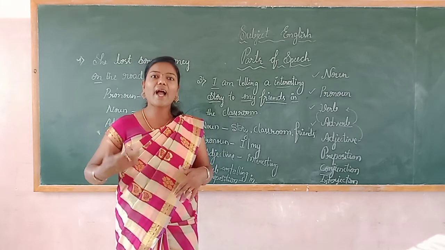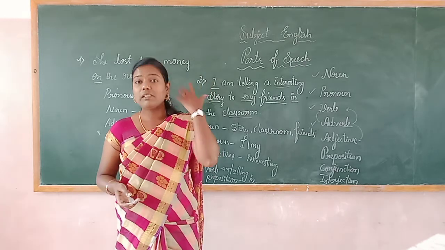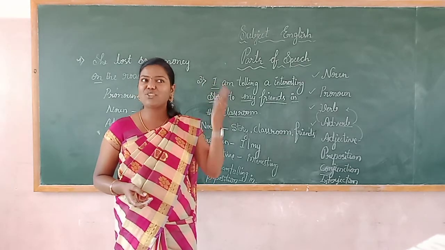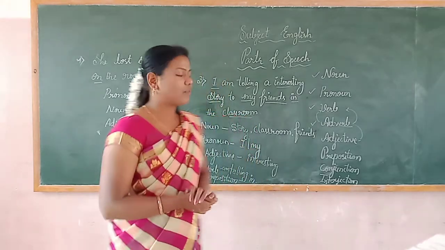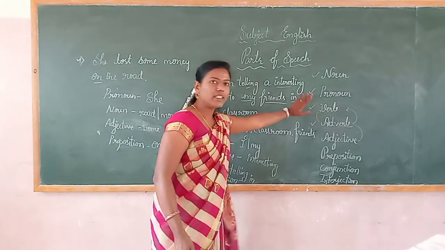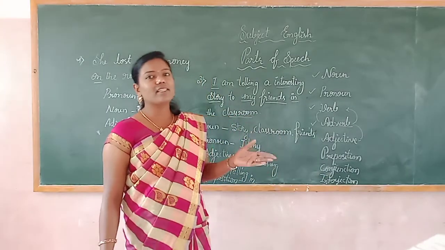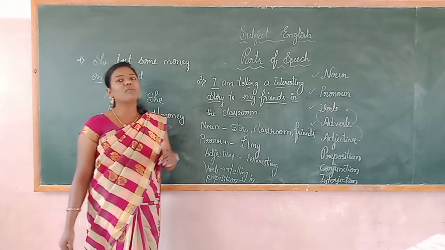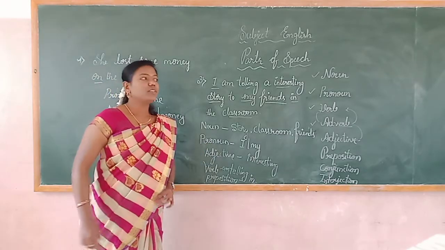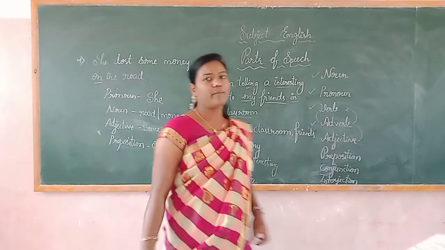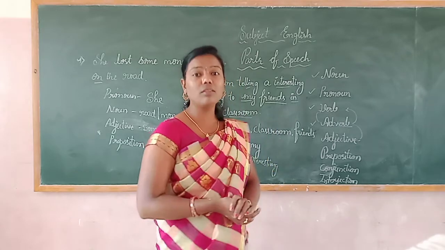What are you doing? I am doing teaching. What you are doing? You are listening. Listening, singing, jumping and writing, reading. These are the verbs. Next, pronoun. It is used instead of noun. Kamala sings well. Here instead of Kamala, what do you use? She sings well. Monkey jumps on the tree. Instead of monkey, what do you use? We use it jumps on tree.